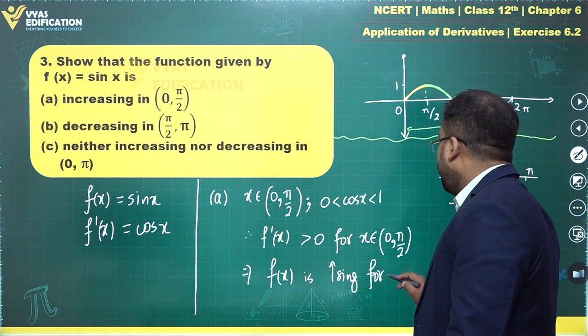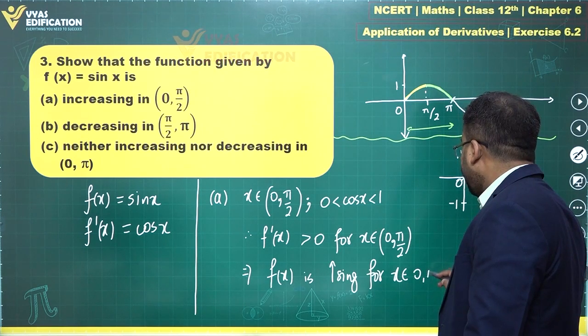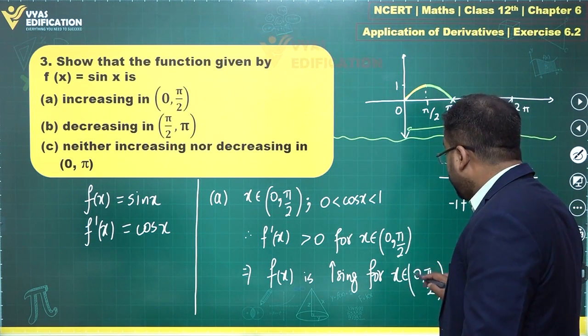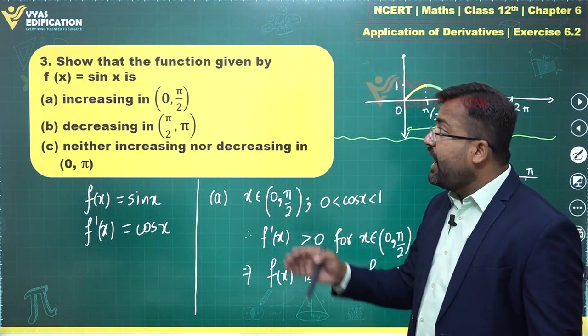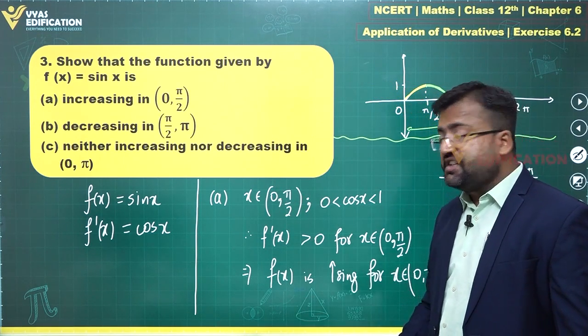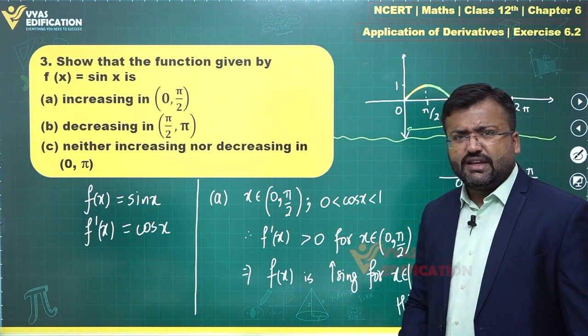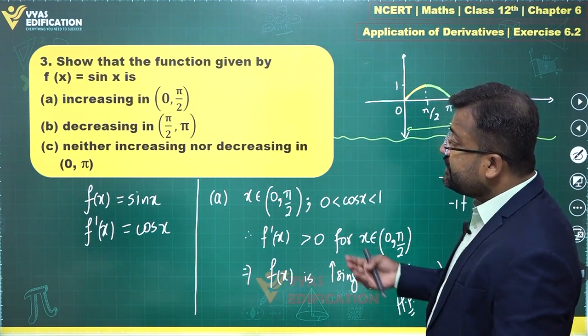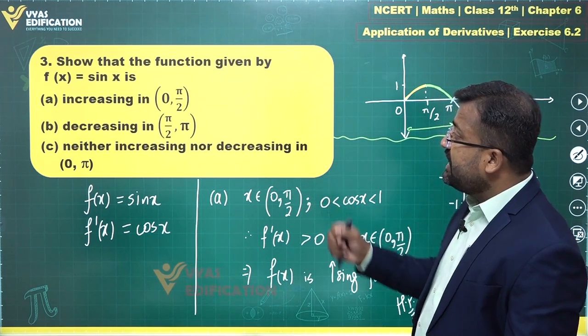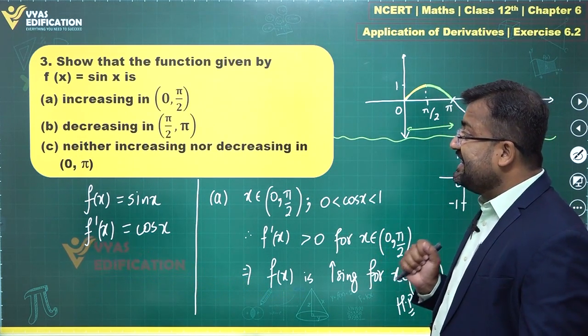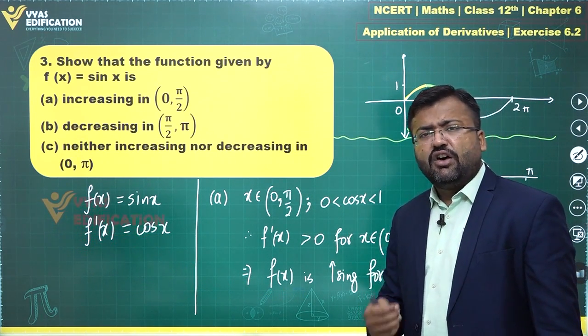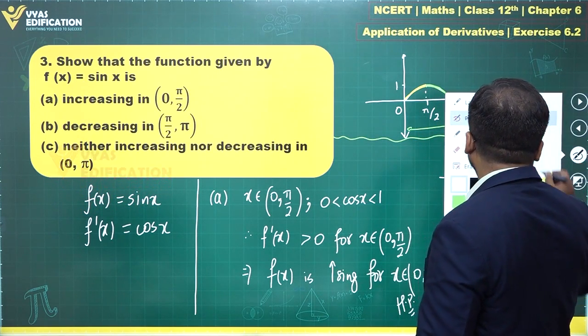for x belongs to 0 comma pi by 2. And this is what we started with wanting to prove, right? We had to show that the function is increasing in this interval, and yes, that's what we have proved over here. Is that okay? Yes, this is something which we have done. Now let's talk about the second part after that, part B. Part B says that the function is decreasing in pi by 2 comma pi. How will we handle that? Let's take a look at this one, the second part.